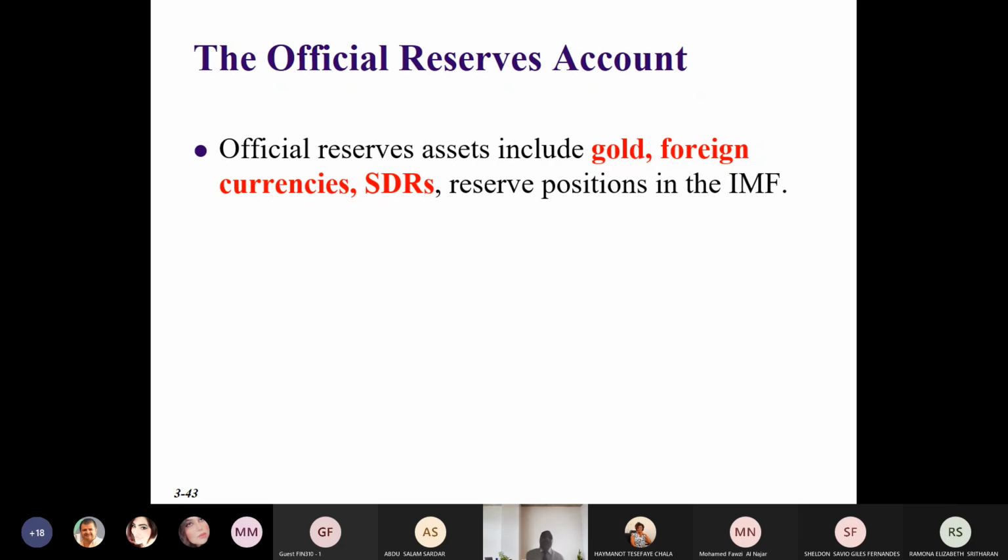And the fourth one is not basically an account. This account is created because of the discrepancies in all the accounts. Sometimes you have a discrepancy in official reserves, in the current account or capital account. All those differences are maintained in that account, which is called the statistical discrepancy account. So this is all about the balance of payments.